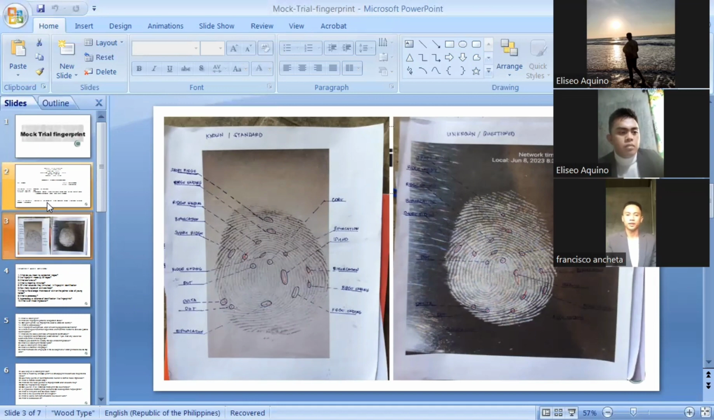So delta is located at the point of divergence of the 2 type lines, a point on a ridge formation at or directly in front. Core, technically, is a point on a ridge formation located at the center or heart of a pattern. So last is island. Basically, a single friction ridge that continues for a short distance longer than the width and then ends, disconnected on both ends.